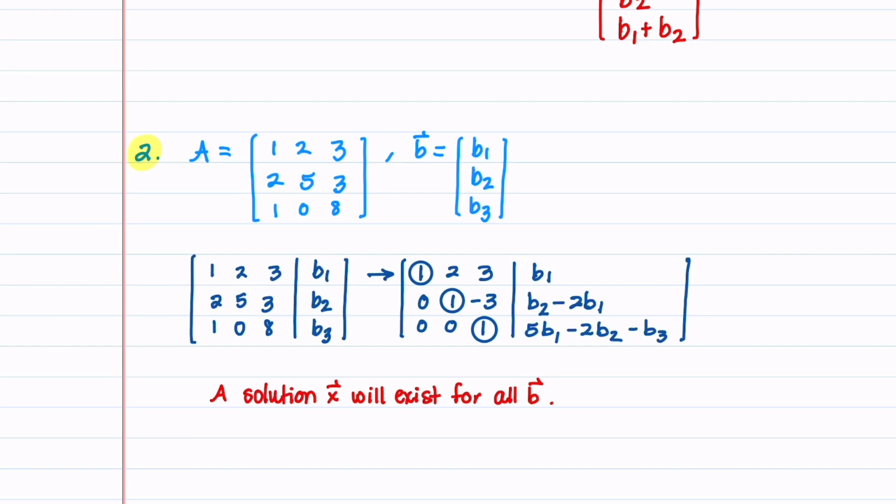Let's now look at our second example. I've already done all the work for this. We put our A and B into an augmented matrix, and then we put it in echelon form. Notice that every column had a pivot. This tells us that we're going to get a unique solution. Since every row has a pivot, we have no row of zeros and then no restrictions on what our b's can be. Because of this, we say that we're going to have a solution X for all values of b.